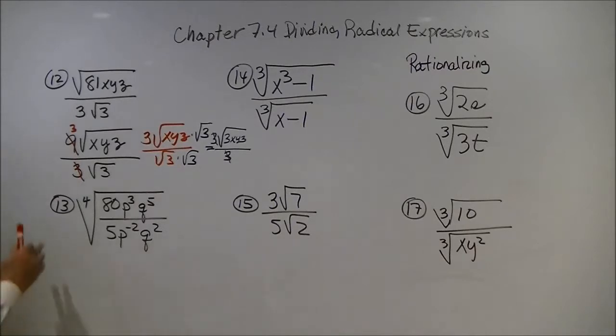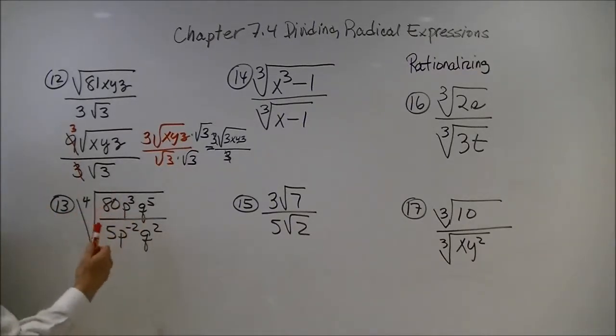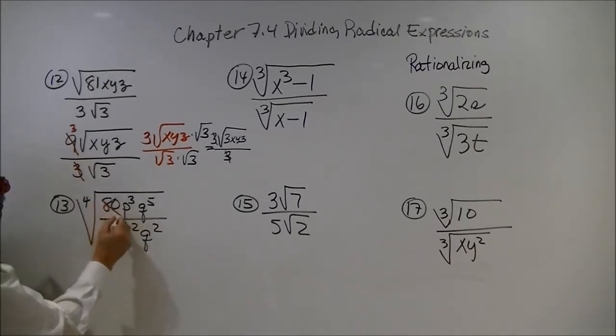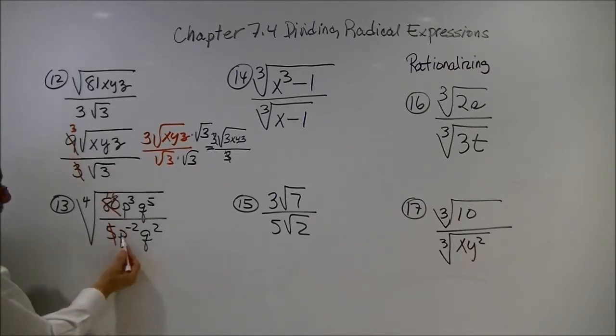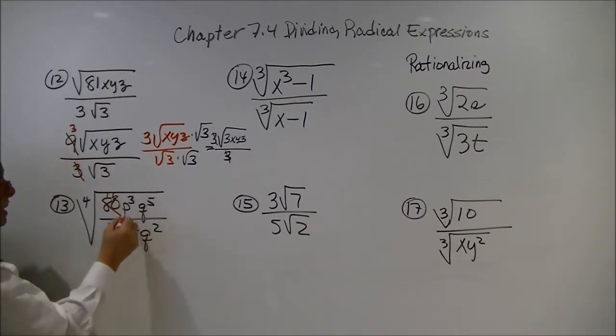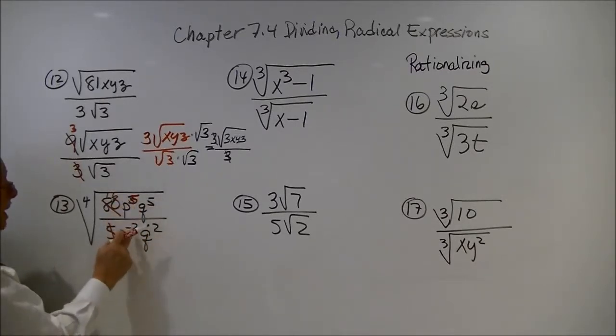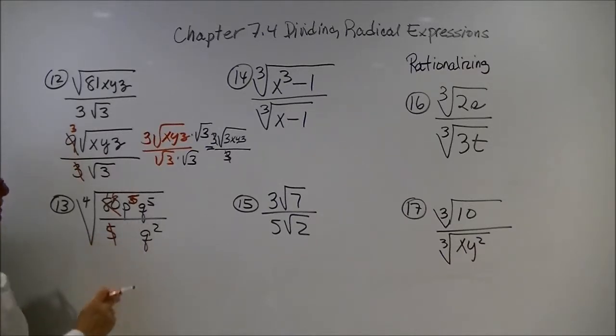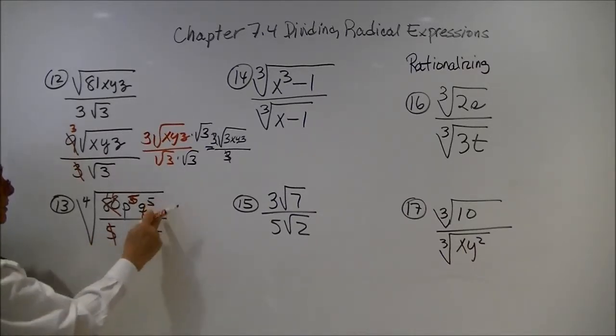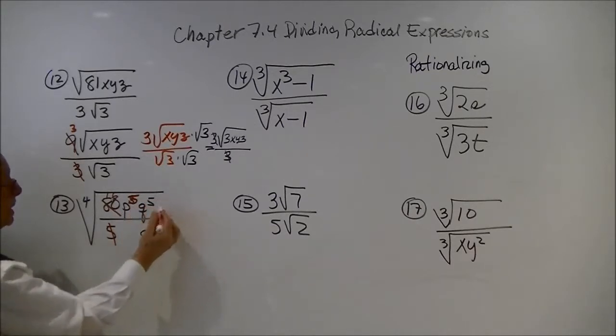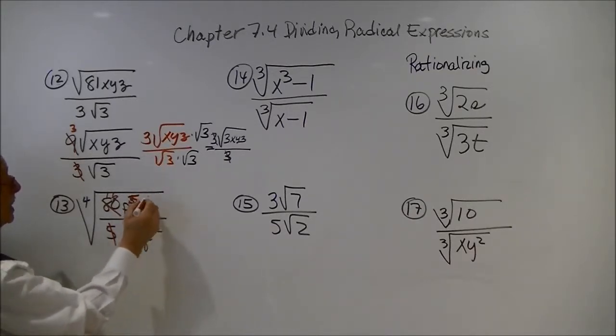Also in number 13, as we look at it, it was under 2 radical signs. I put it under a common radical sign. So now we can cancel out the 5 with the 80, and that gives me a 16. I could bring the p to the negative 2 up, and this will become a positive 5, and this disappears. And I bring the q to the 2nd up, that subtracts from that, and this becomes a 3.